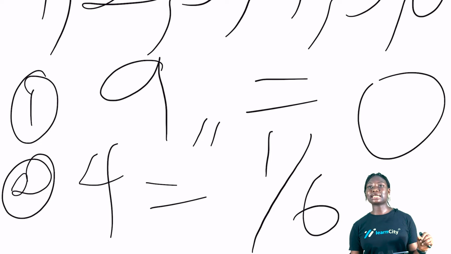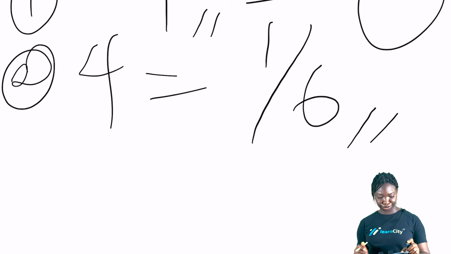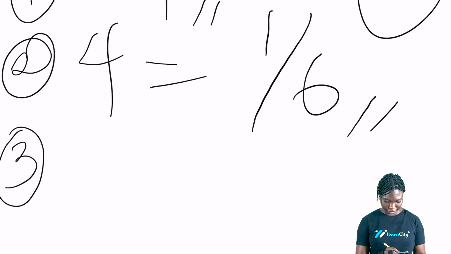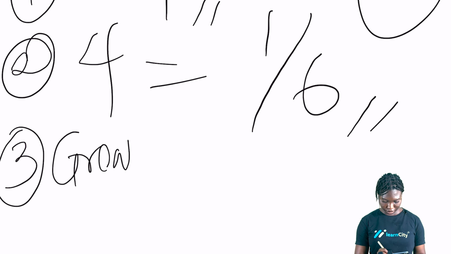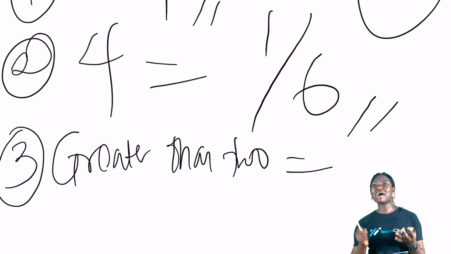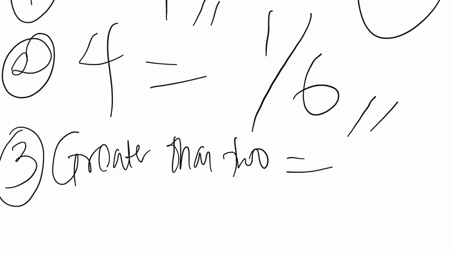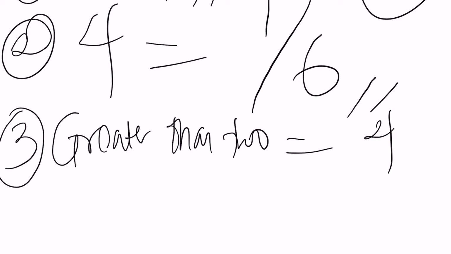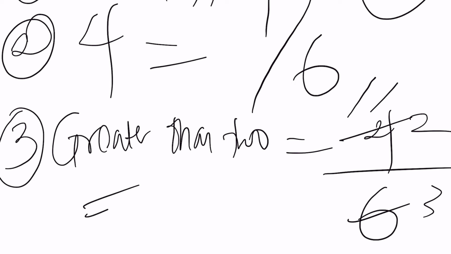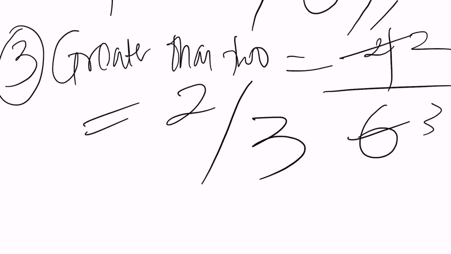So the probability that the number is greater than 2: we have 1, 2, 3, 4, 5, 6. Now the probability that the number she throws is greater than 2 will be 3, 4, 5, 6, which gives us 4/6, where we can easily write it as 2/3. That is the probability when she throws a number greater than 2.